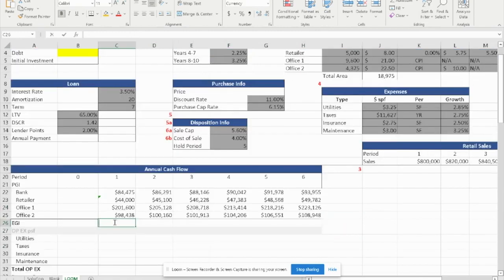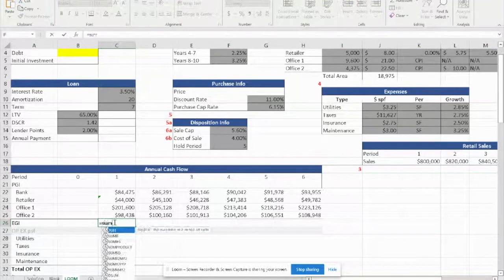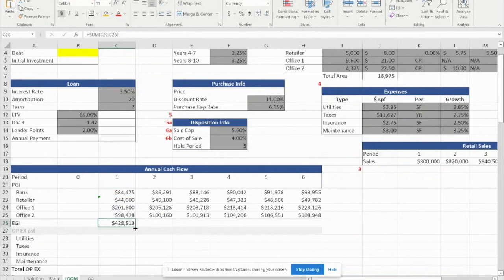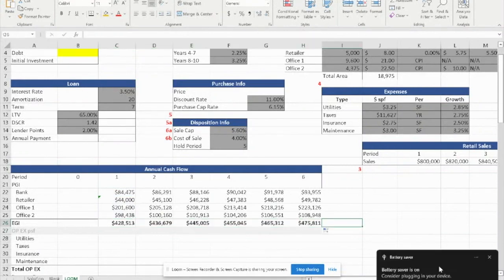To calculate the EGI, it's simply going to be the sum of all the PGI for all of the tenants. And if you did that correctly, you should be able to drag it across to get to $475,000 for year 6.